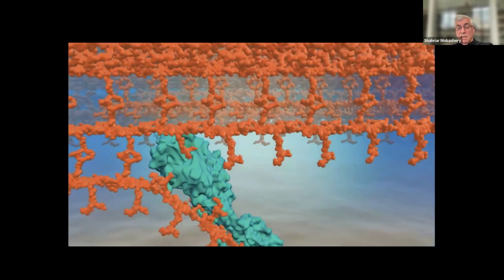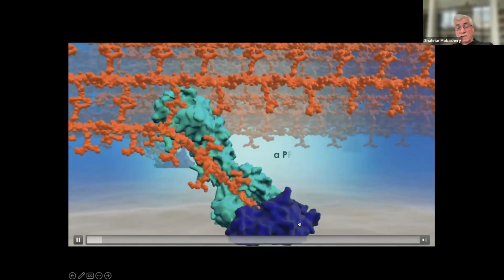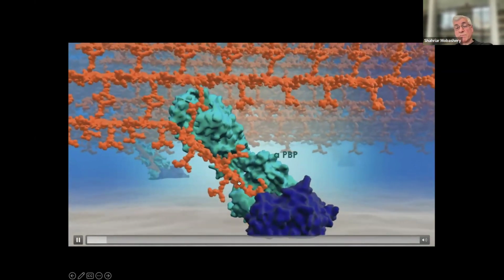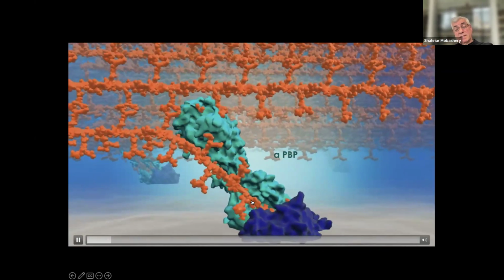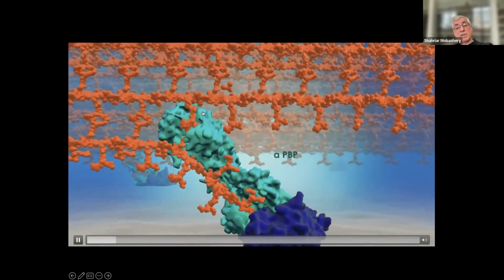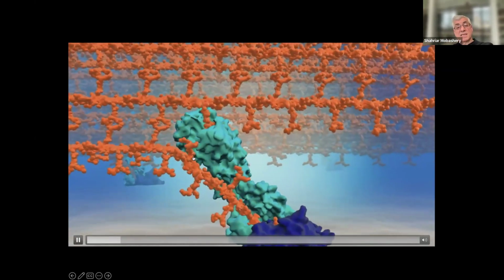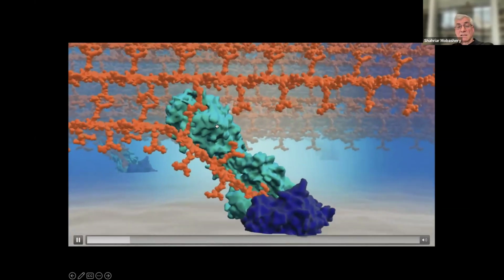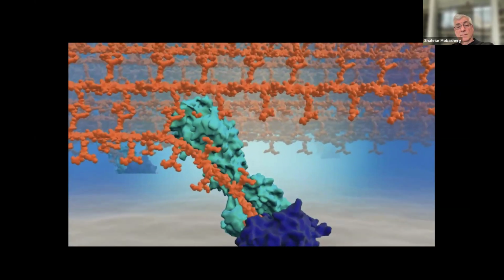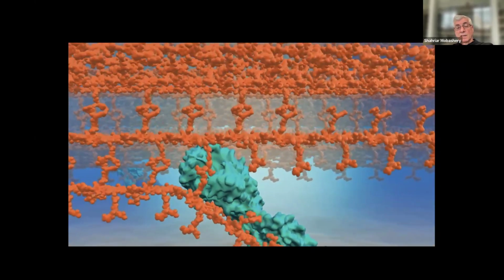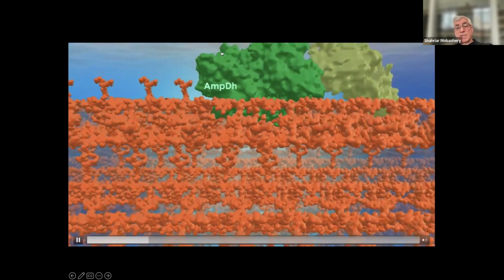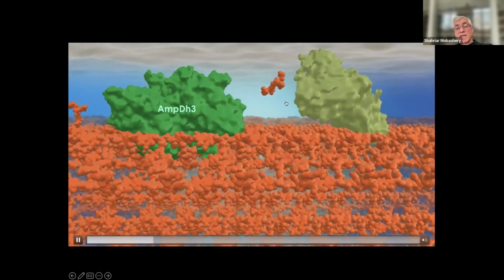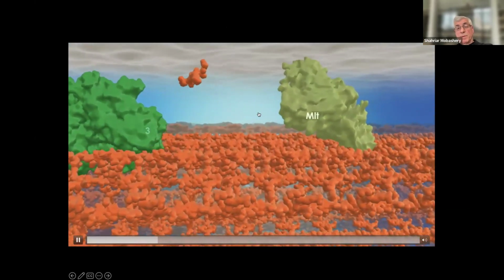So here you have Pseudomonas. We have lipid 2 being polymerized by the transglycosylase. Up here, the transpeptidase is cross-linking with the release of the terminal D-alanine. So the cell wall is being assembled, but there are other proteins like AmpDH3 that removes the peptide stems.